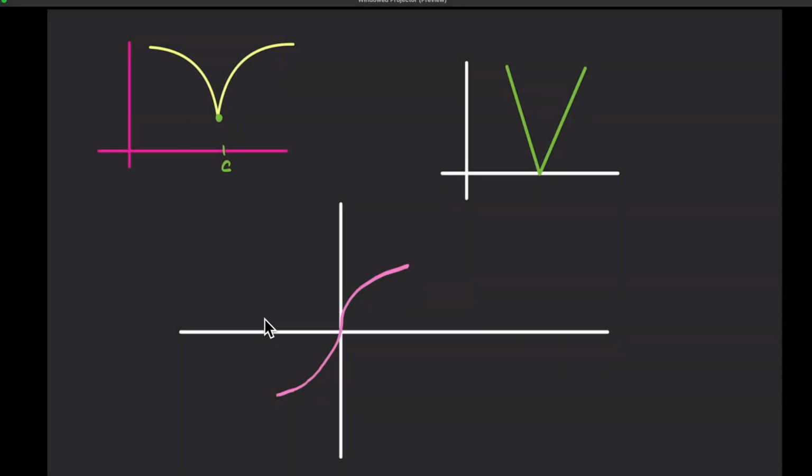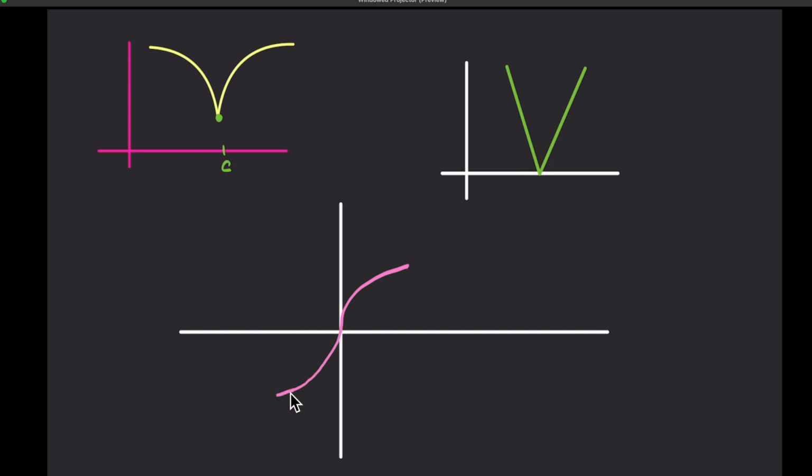Before we move to the next example, let's review some other graphs that are not differentiable, even though they're continuous. We already reviewed this one on the upper left. That's called a cusp. Again, the slope is different on either side of that c value. Here, this looks like an absolute value function that's been shifted to the right. Again, on either side of that point, you have different slopes.